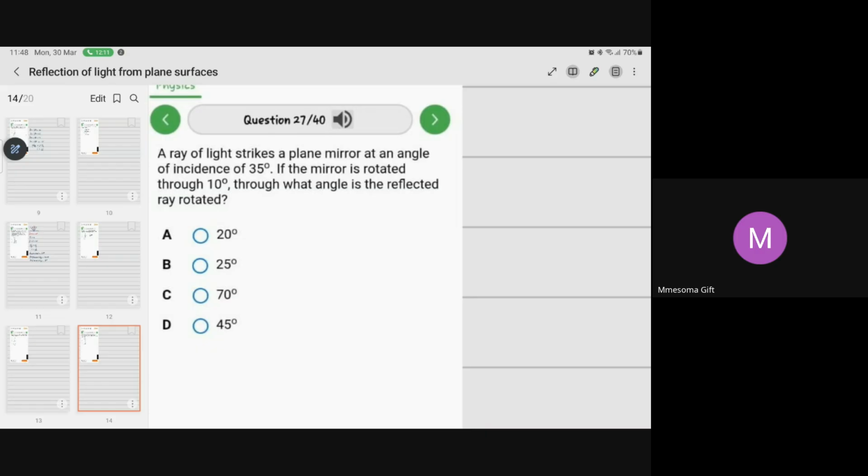So all we know is that regardless of whatever was given to us, if the mirror is rotated through 10 degrees, something happens to the reflected ray. Do you understand? It's going to rotate by 20 degrees as well. Are we together? Paul, do you understand what I'm saying? Good. So don't get confused about that incident ray. It's just extra information to trick our head.